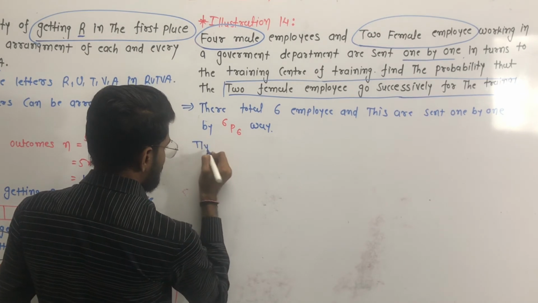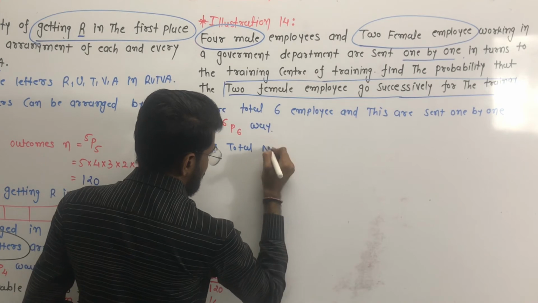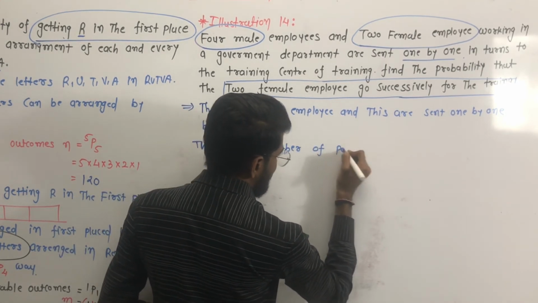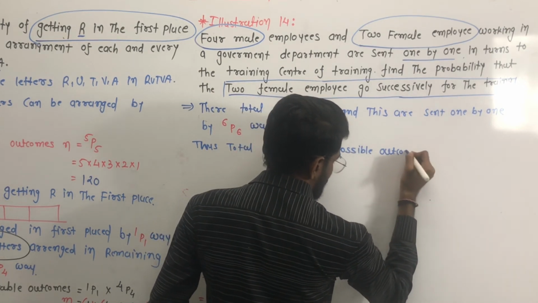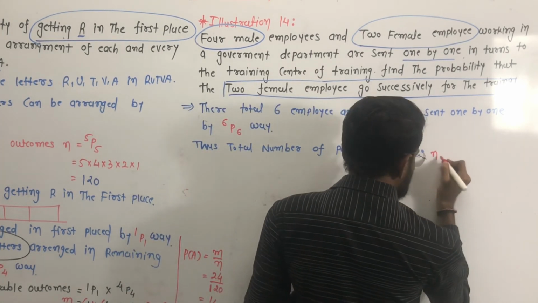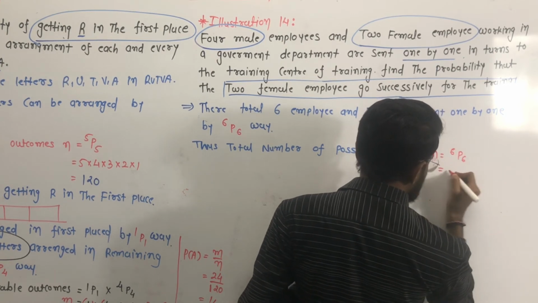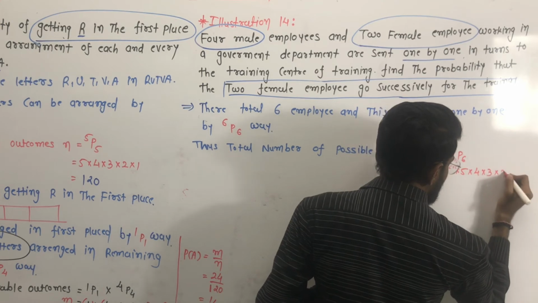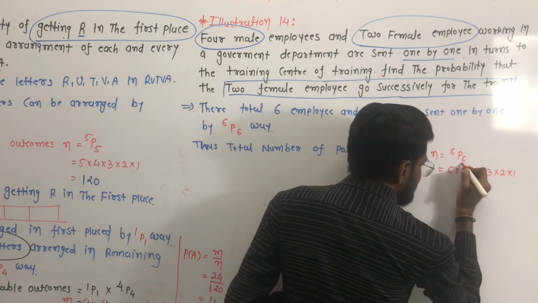Thus the total number of possible outcomes is denoted by n. n is equal to 6P6. 6P6 means 6 multiplied by 5 multiplied by 4 multiplied by 3 multiplied by 2 and multiplied by 1. There is a total of 6 and it is arranged from these 6.